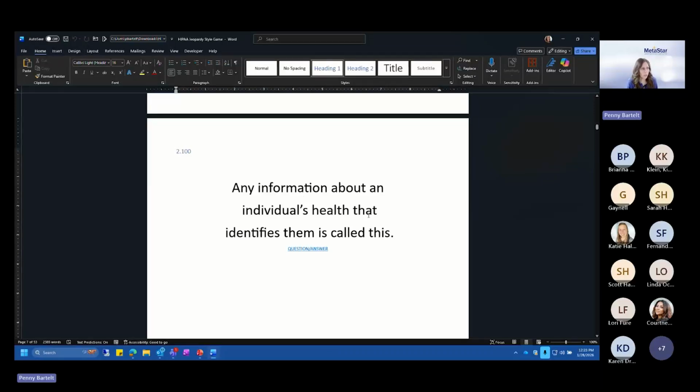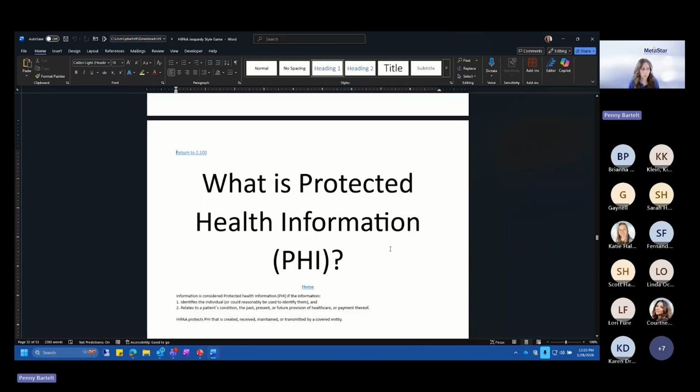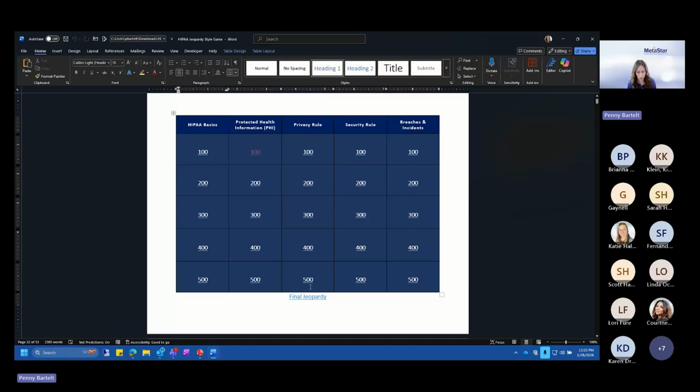Any information about an individual's health that identifies them is called this. And then again, you would click the link. What is protected health information? And then for many of them, we have a little bit extra information, just providing maybe some more clarification, something like that. But you can either return to what the original answer or question was, or we have a home that'll take you home. You can always hit Control Home as a shortcut way to get back to the top.